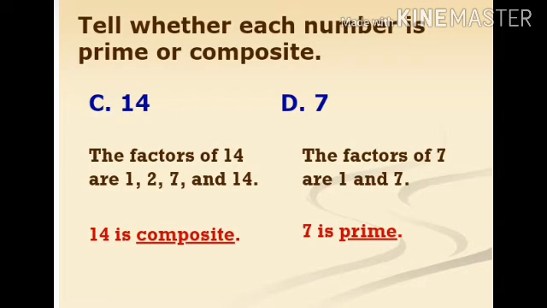Tell whether each number is a prime or composite number. Question C. 14. The factors of 14 are 1, 2, 7 and 14. Therefore, 14 is a composite number since it has more than 2 factors. Question D. 7. The factors of 7 are 1 and 7. So, 7 is a prime number because it has only 2 factors, that is 1 and itself.